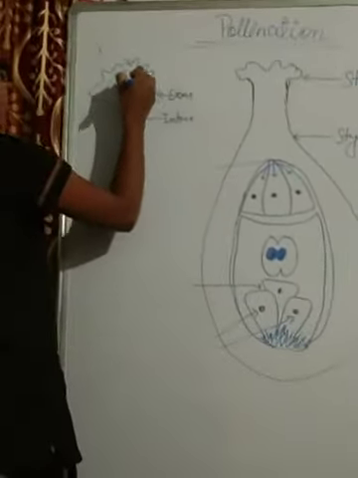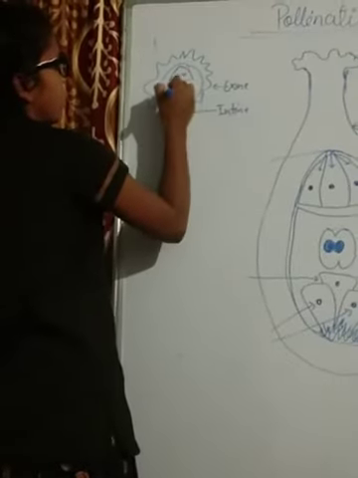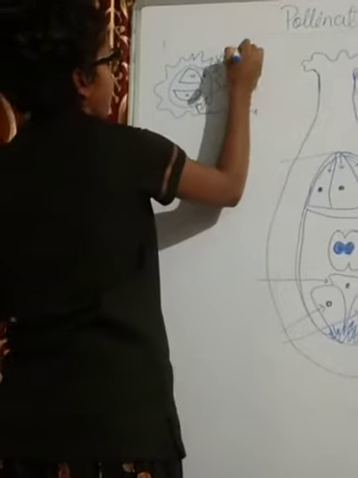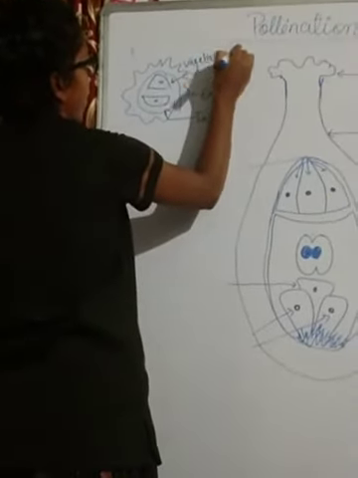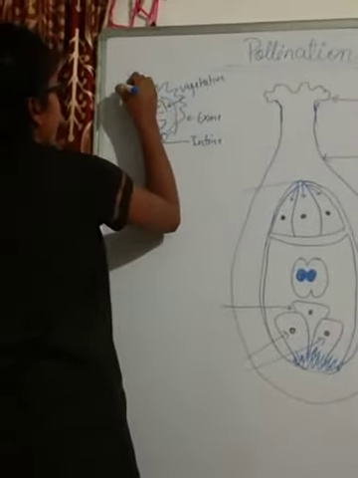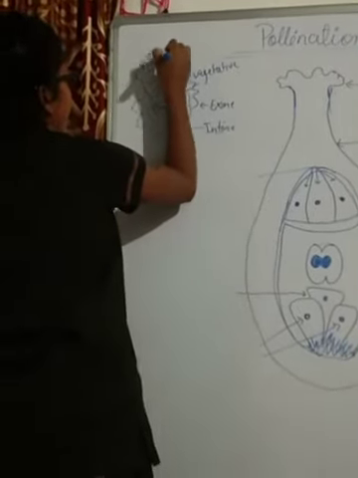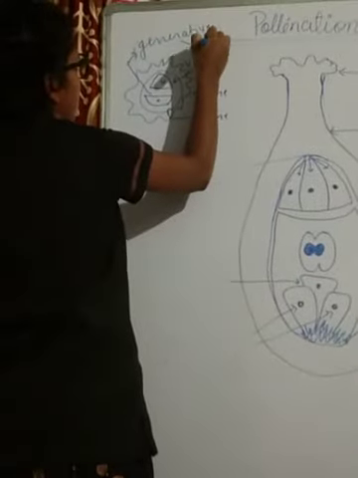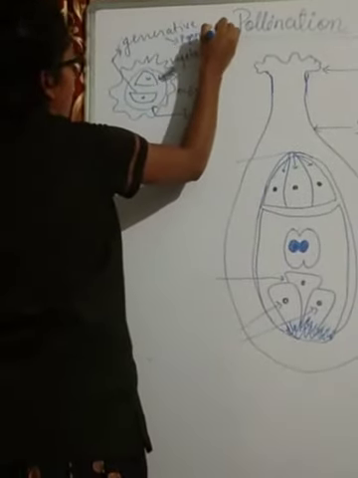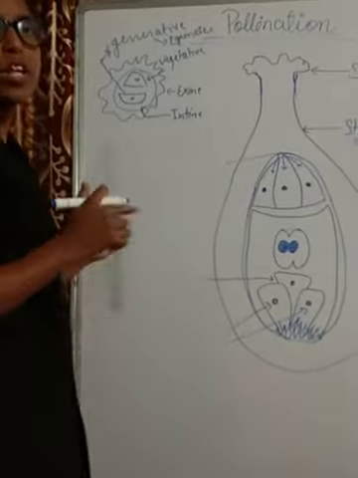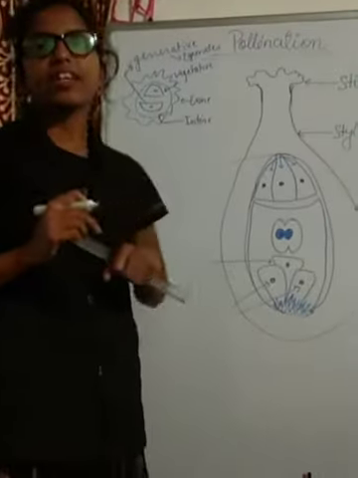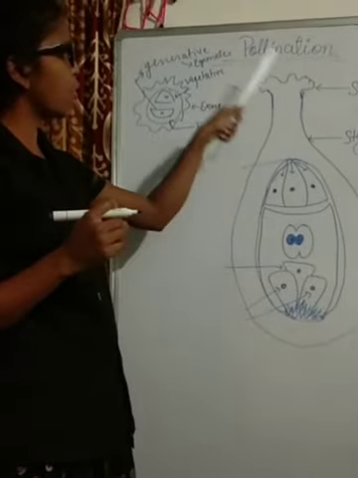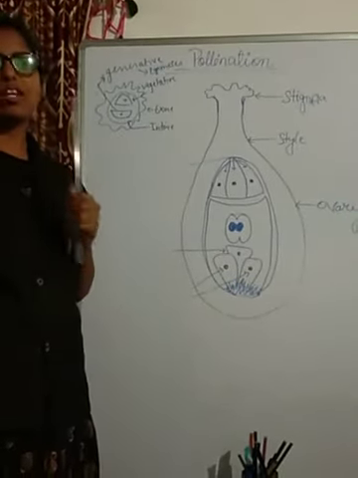It has two cells. The vegetative cell is there, and another one is the generative cell, right? The generative cell will give rise to two gametes, two gamete cells. So in this way we will understand what will happen when this pollen lands on the stigma.